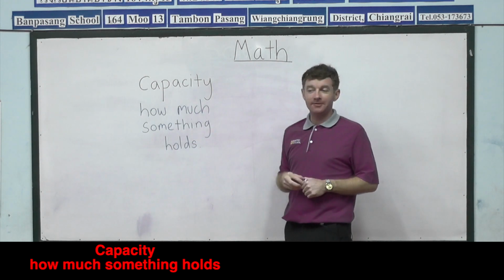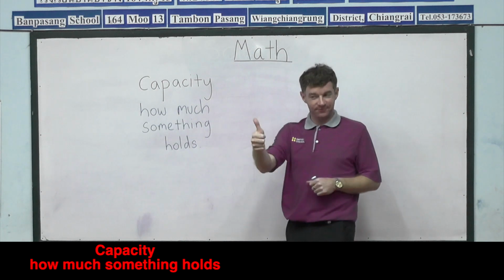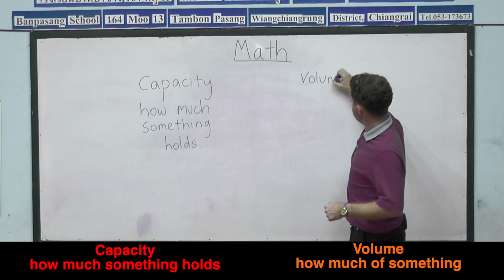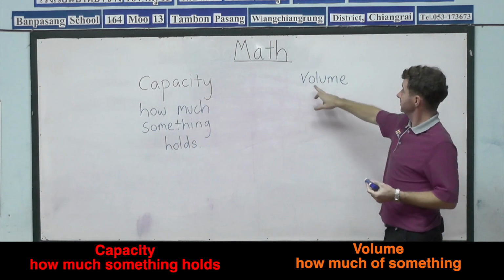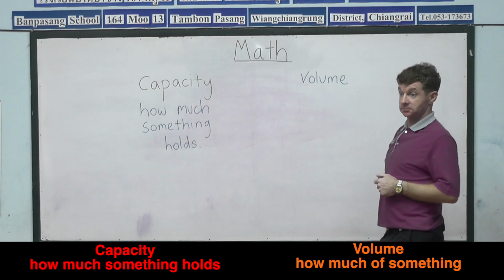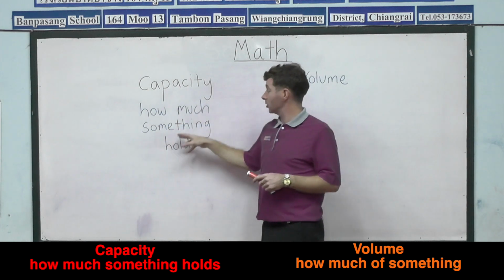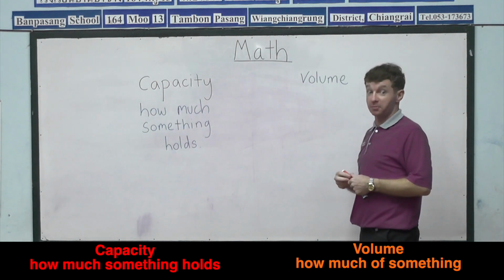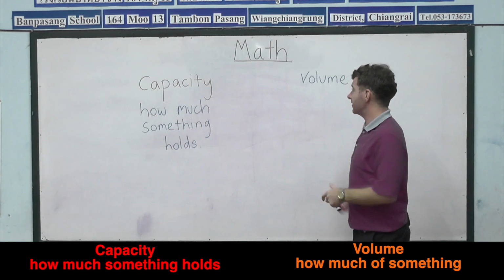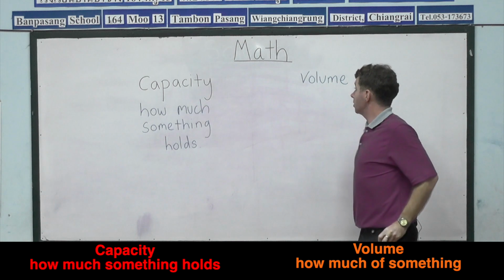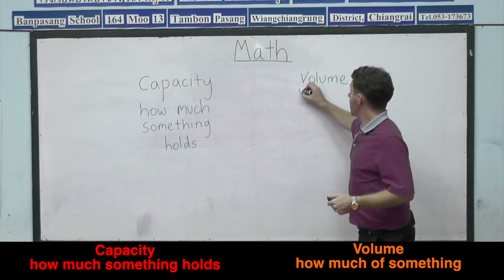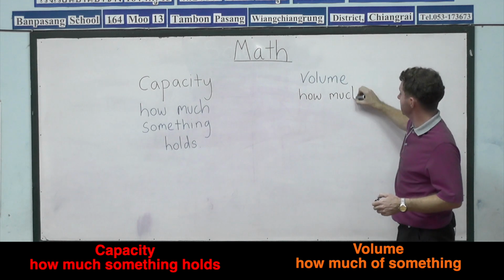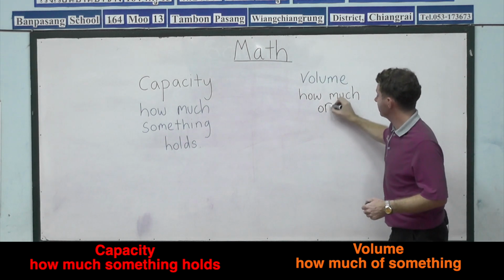And then, what was our next word? What was the second word? Volume. How do we spell volume? V-O-L-U-M-E. So volume, any ideas what volume means? Capacity, how much something holds. Volume, how much of something exactly. So we'll write in black because we'll keep it blue and black. So volume means how much, how do we spell much? M-U-C-H. How much of something.